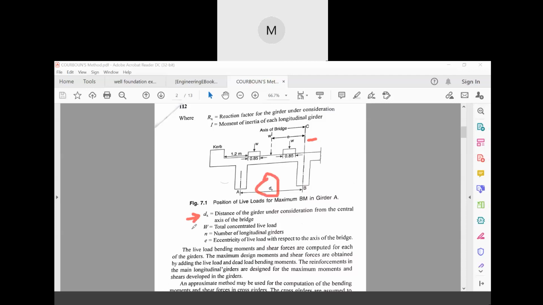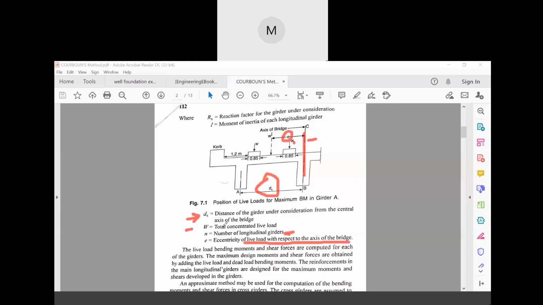W is the total concentrated live load. N is the number of girders. So here N will be 2, I'm just giving you an example. Now e is the eccentricity of the live load with respect to the axis of the bridge. Now look, this is the central axis. And this e is basically the eccentricity of the live load.